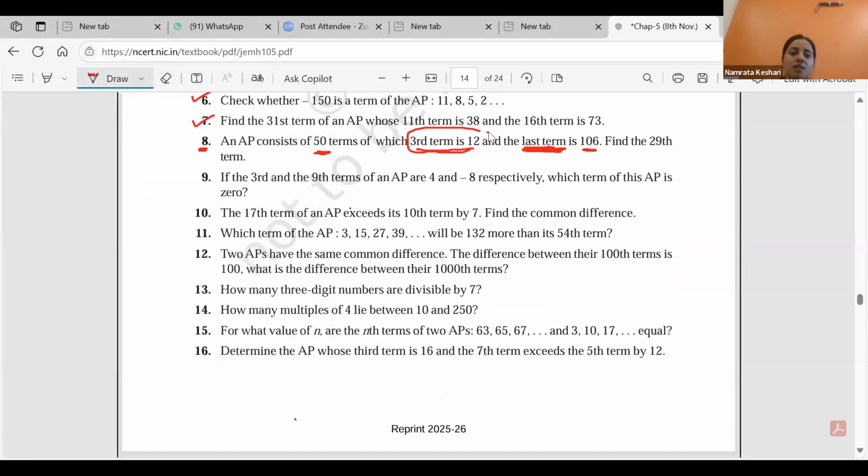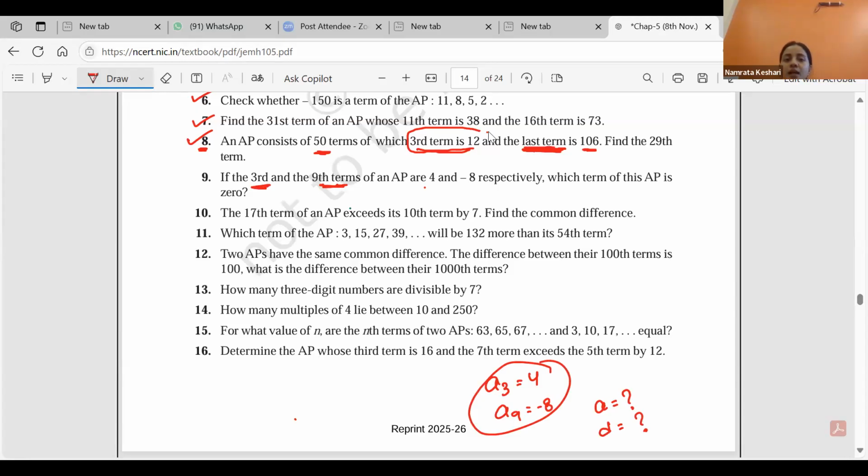So the next question, we are done with 8. Number 9. If the third and the ninth term of an AP are given: A3 is 4 and the ninth term A9 is minus 8. Again, you will be getting two equations. After solving the equations, you will be able to take out the A value and the D value.